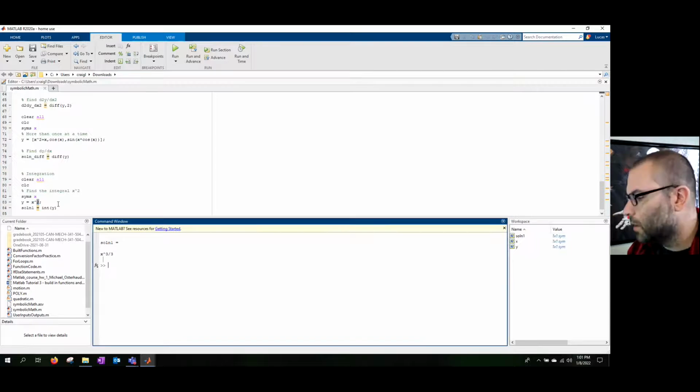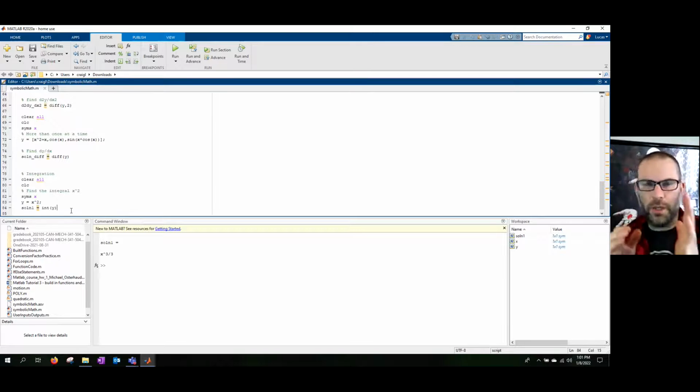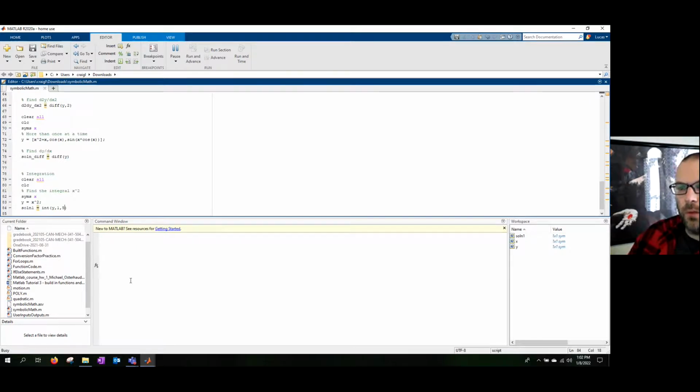Say we want to integrate from one value to the next. Well, we could say comma 1 comma 5. That's going to integrate from maybe 1 meter to 5 meters. That's how we put our limits in there, and it should give us a number. So 124 over 3. Now, if you want to have that number in decimal, you have to say eval. It'll actually give you a number, not a fraction. So 41.333.